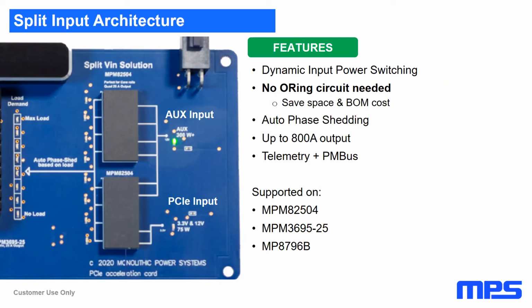The current solution is that customers will use an OR-ing circuit, and this can be a very large circuit. It can also lose a lot of efficiency. As I mentioned, efficiency being such a key part, we went after it to remove this. So now with our solution, we don't need this OR-ing circuit anymore to dynamically source power from two points. And it is dynamic, so it's actively switching, sensing for those different inputs.